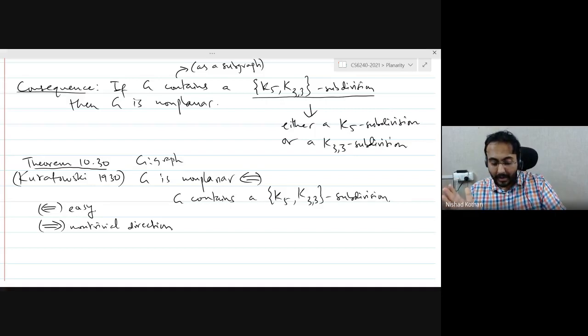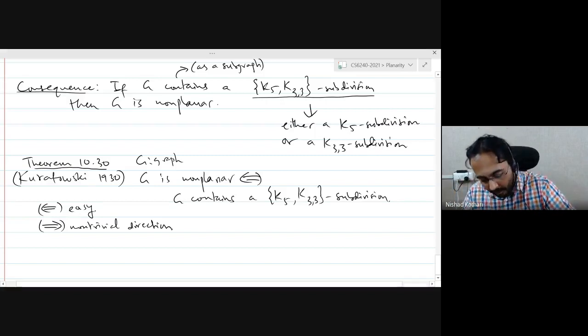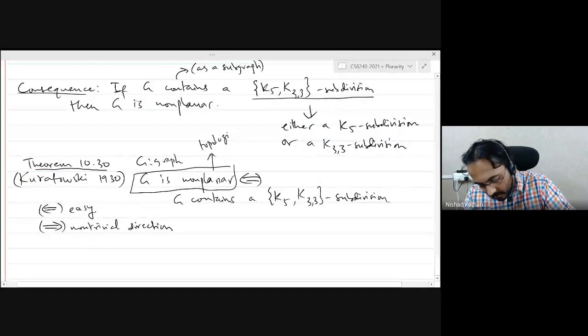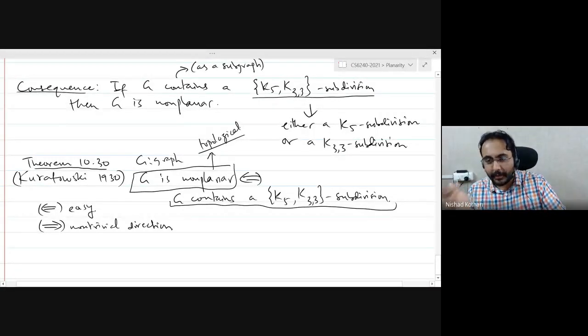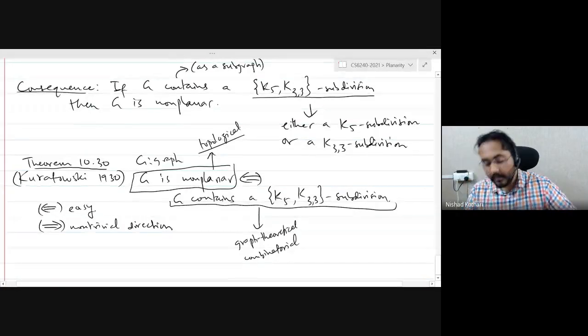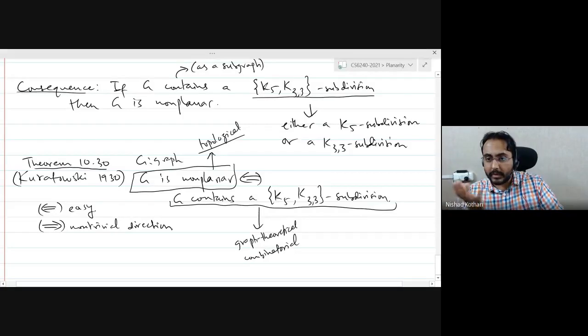Another thing why this is really cool is because on the left-hand side, you're talking about non-planar and planar, which is a purely topological property. On the right side, there is no topology. This is just graph theory. You have a subgraph that is a subdivision of K5 or K33. So on the right-hand side, you have something that is completely graph theoretical, or some people may call it combinatorial. So you have the equivalence of two things, one which is topological and the other which has nothing to do with topology.